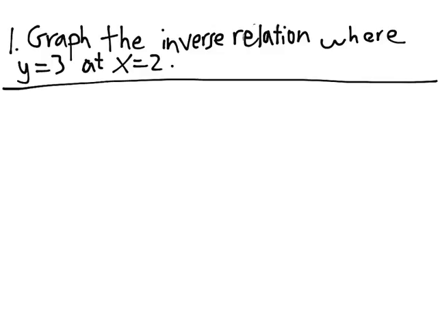Here are some examples about inverse variation. Problem 1. Graph the inverse relation where y equals 3 at x equals 2. We know that in an inverse relation, there exists a constant k such that the equation xy equals k is satisfied. We can also write this equation as y equals k over x.